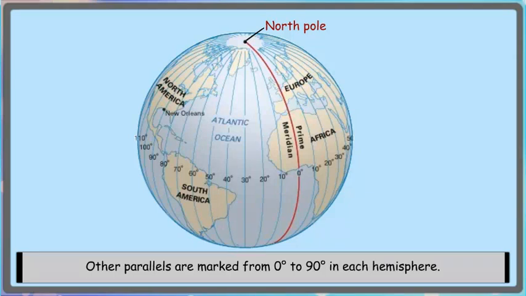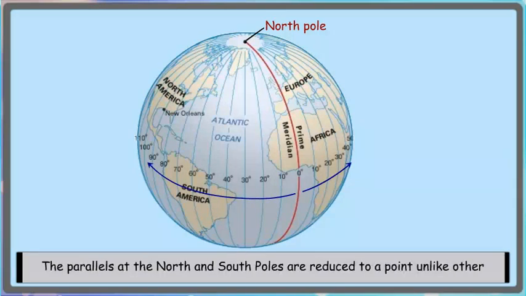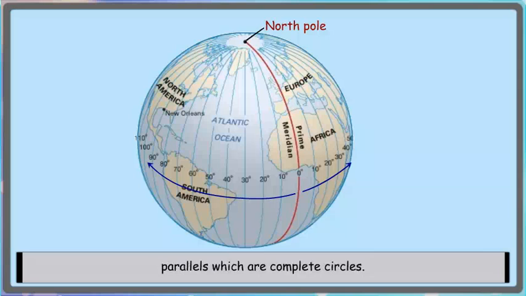Other parallels are marked from 0 degree to 90 degree in each hemisphere. The parallels at the north and south poles are reduced to a point, unlike other parallels which are complete circles.